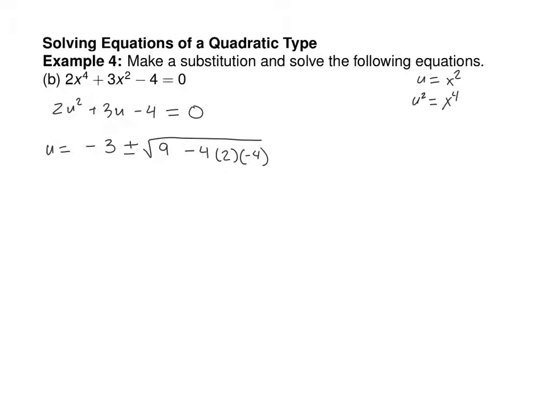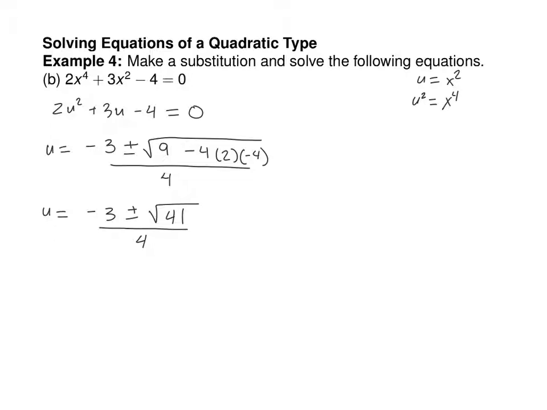All over 4. -3 plus or minus the square root of, you said 32? Do you guys agree with him? 9 plus. Oh, you said 9 plus 32. I see. The 4 times 2 times the 4 was 32. Yes, so square root of 41 in that case, yes? Okay, over 4.